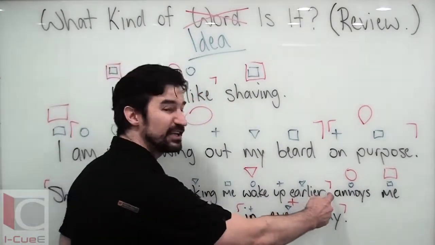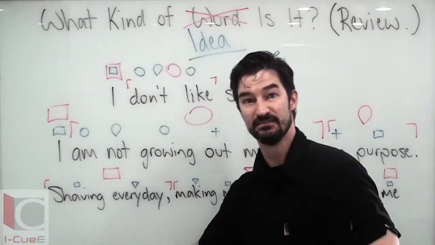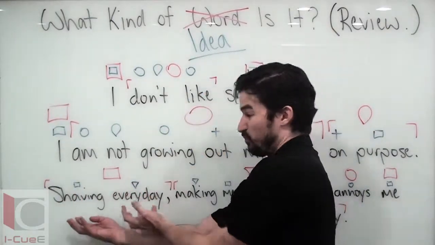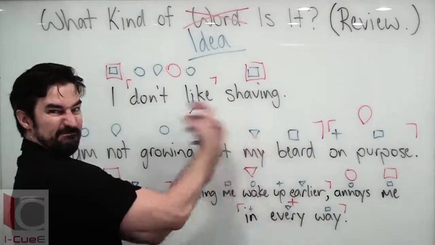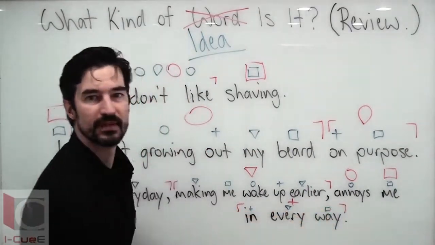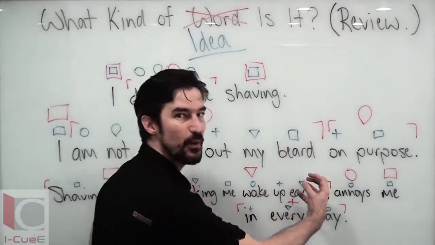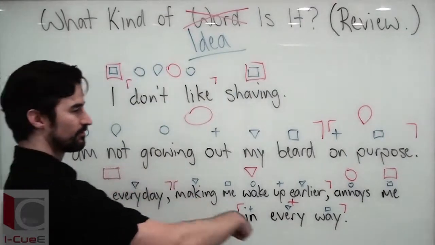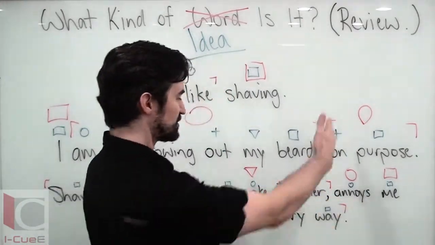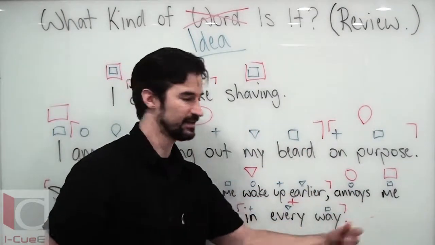Making me wake up earlier is describing what shaving every day does. Okay, so it's part of the description. This is cause and effect. This is giving you more information about why it annoys me so much, okay? So shaving every day, making me wake up earlier, annoys. This is my verb. This is the first separation between subject and verb, okay?